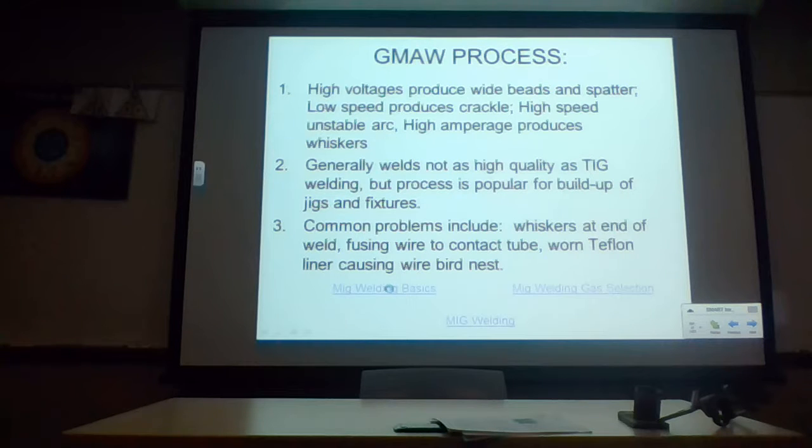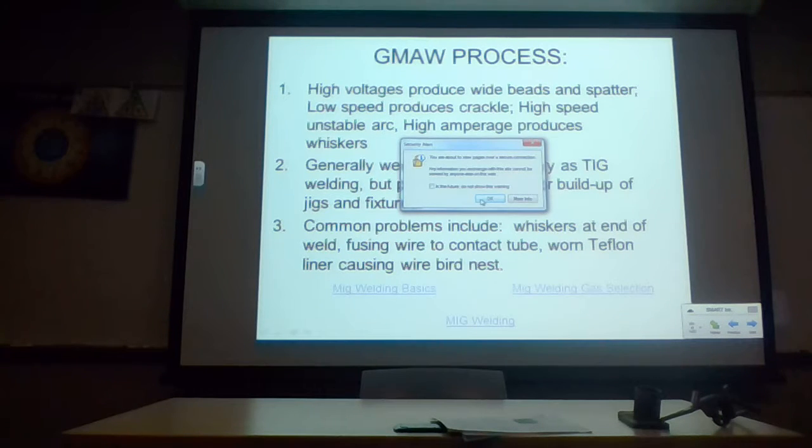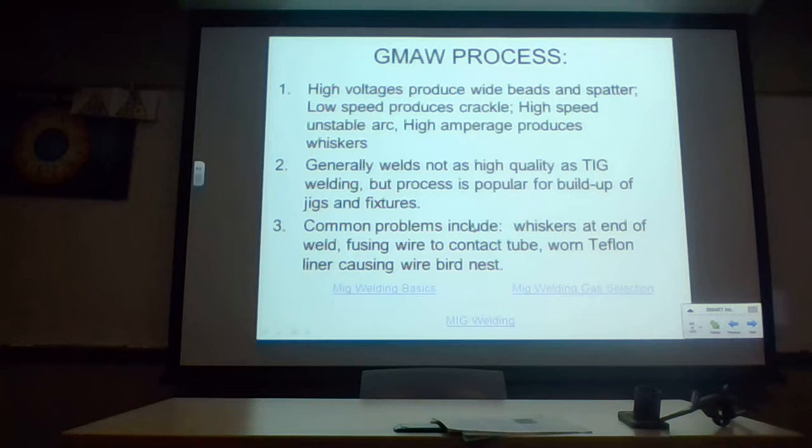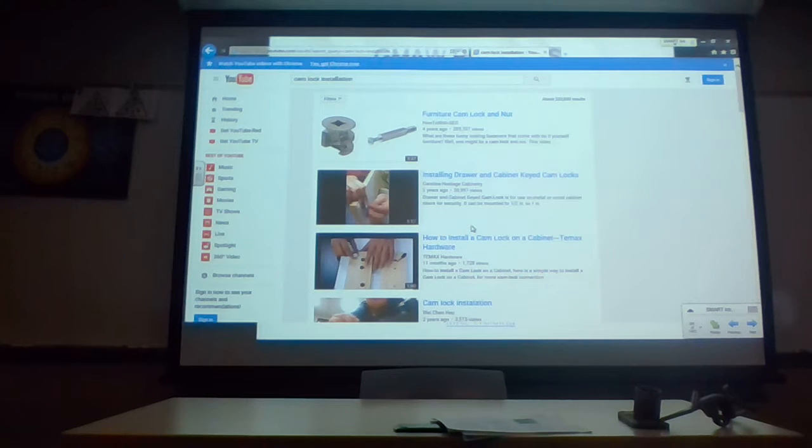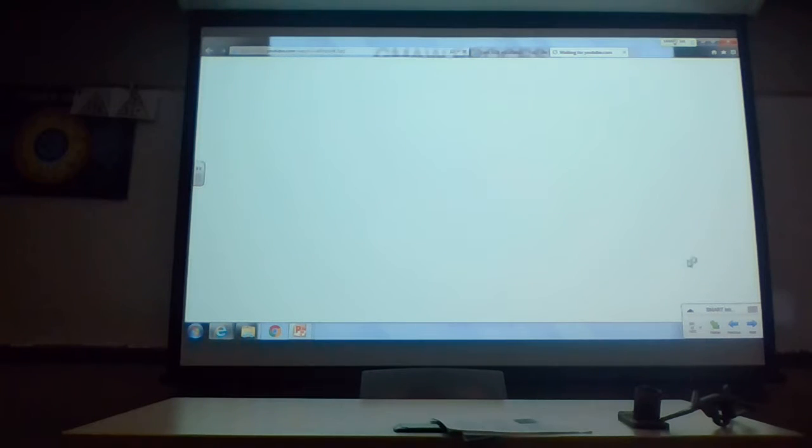MIG welding basics. I don't know what I can show you about this. Let's see if I've got a little video I can show you. It's a quick and dirty process for welding. If you have to weld something fast, it works.